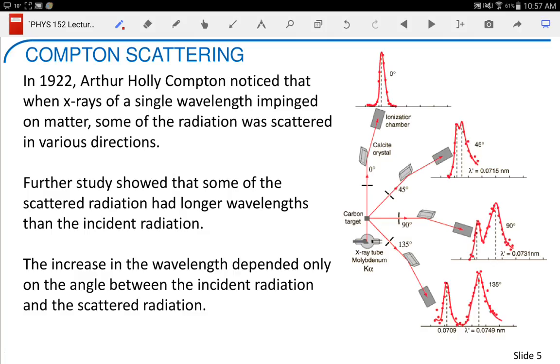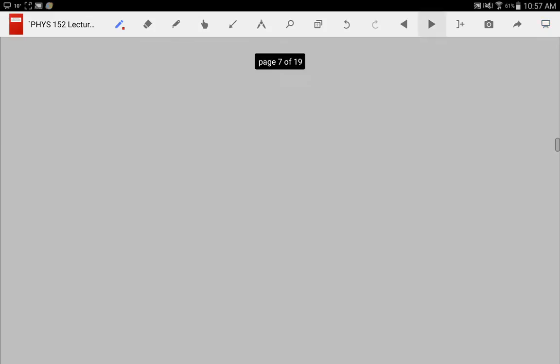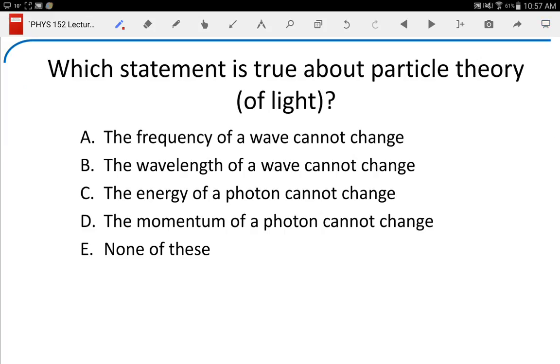So Arthur Holly Compton, I just like to say his middle name, he sat down to calculate what could be going on. And, well, yes, we've already seen that. And let's answer this question before we go to a solution. Which statement is true about the particle theory of light?